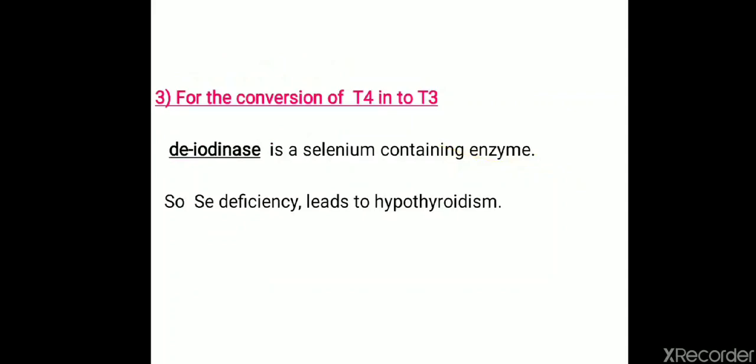And selenium is also required for the conversion of T4, that is tetraiodothyronine, into T3, that is triiodothyronine. T3 is the physiologically active form of thyroid hormone. In peripheral tissue, T4 is converted into T3 with the help of an enzyme known as deiodinase, and this deiodinase enzyme requires selenium. So selenium deficiency can produce hypothyroidism. So these are the different biochemical functions of selenium.